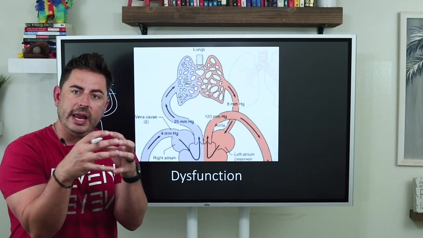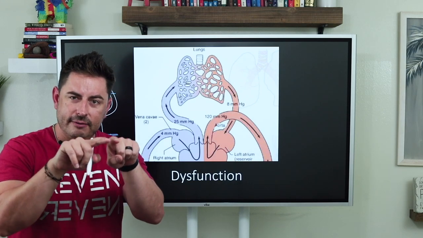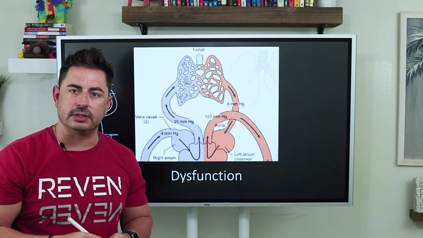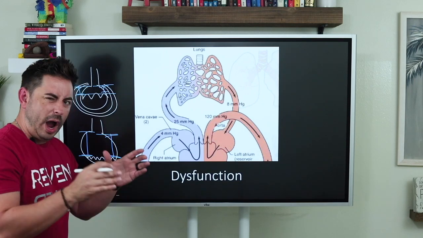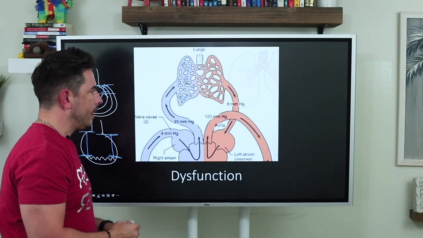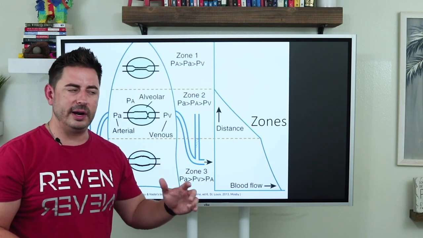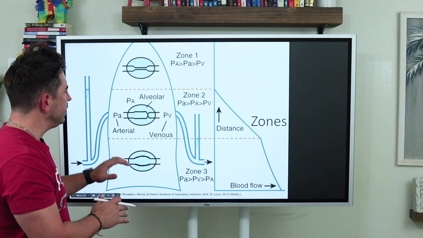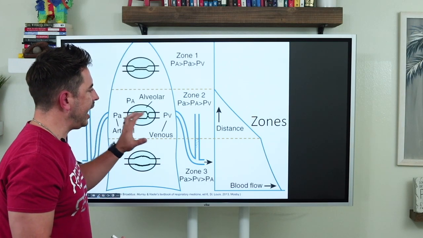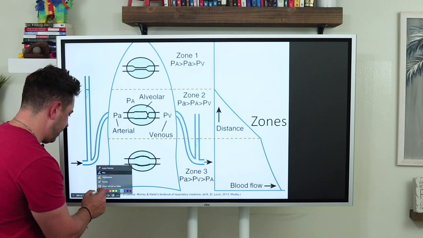What you're doing is you're increasing the surface area of the alveolus itself, which then gives you more room for gas exchange. So I really like talking about dysfunction when it comes to the pulmonary circulation. Ooh, the zones, the pulmonary zones, these respiratory zones. This can be a difficult concept to understand, but I'm going to try to do my best to break it down here.